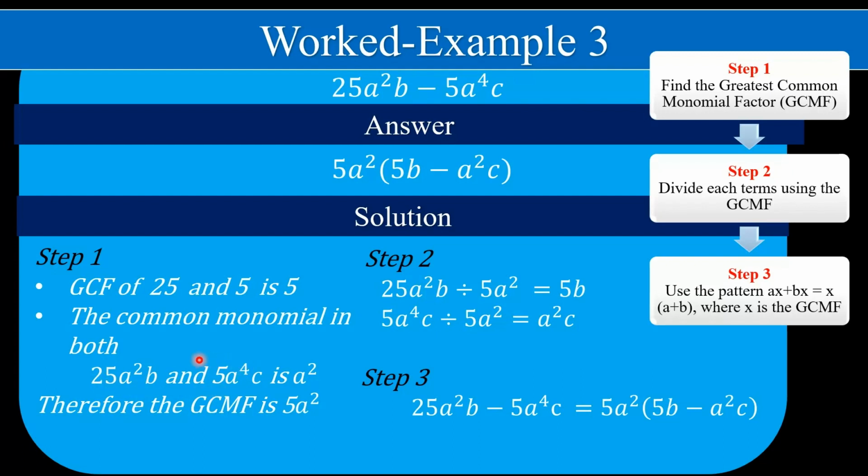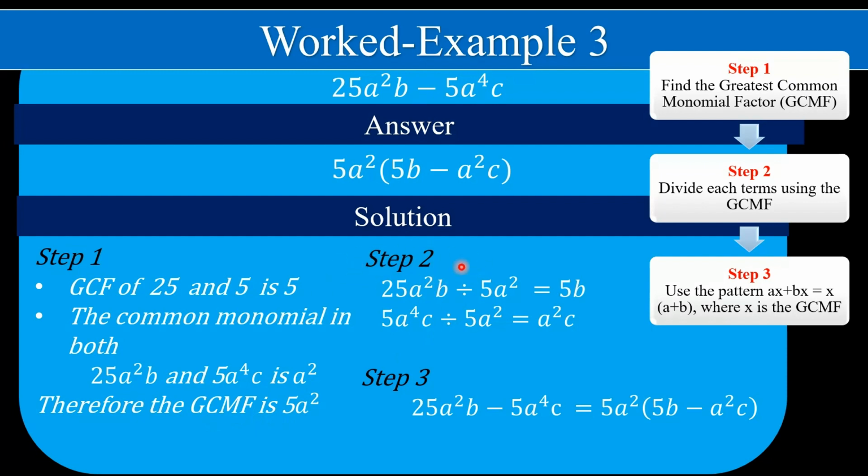Then the lowest exponent between 4 and 2 is 2. That is why we can use a squared. Combining the two, we have 5 and a squared. You have 5a squared. And that's our step number 1. We already have our greatest common monomial factor, or the GCMF. Now let's have step number 2.